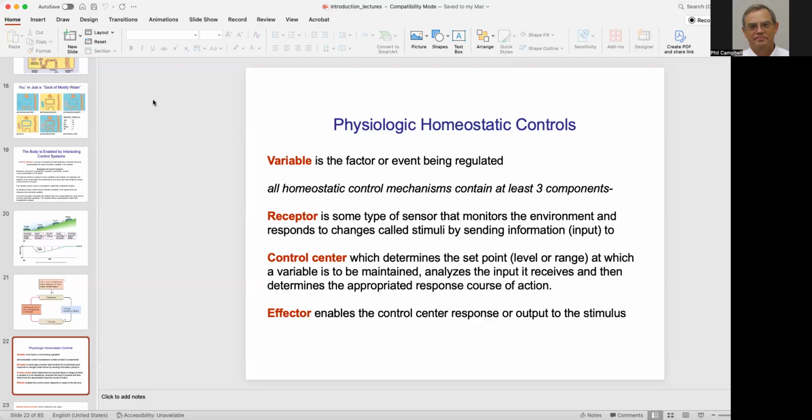Then you have a control center which will make decisions based on changes in that variable. Again, remember, a variable can only be controlled in one direction by a set effector.